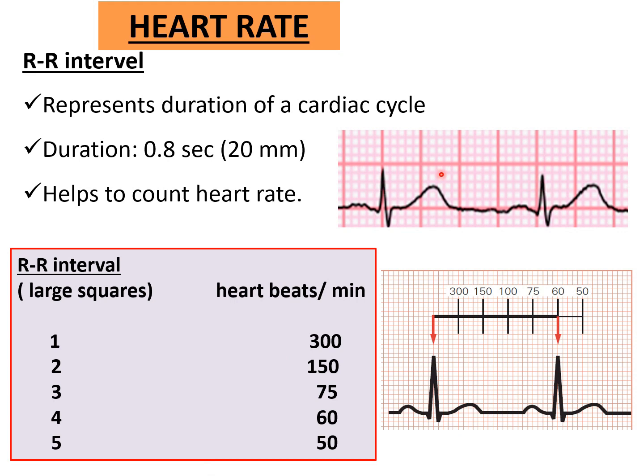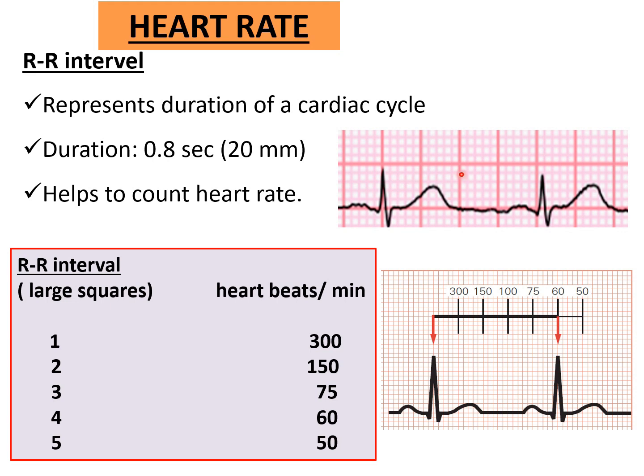So you can count the number of large squares in between adjacent R waves. Here the number of large squares is 1, 2, 3, 4. There are 4 large squares, and you can remember these measurements. If only one large square is present, the heart rate will be 300. That means between two R waves you have only one large square. There the heart rate is 300, that is tachycardia.